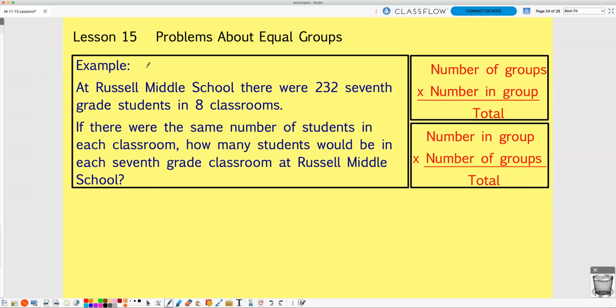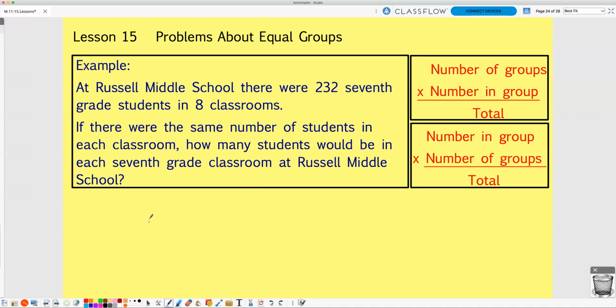If we were looking at Russell Middle School having 232 7th grade students in 8 classrooms, and we're trying to find the unknown in this case, remember that there's a number of groups and there's a number in each group equaling a total. It could also be flip-flopped. We could say the number in the group times the number of groups equaling a total. If there are the same number of students in each classroom, how many students would there be in each 7th grade classroom at Russell Middle School?